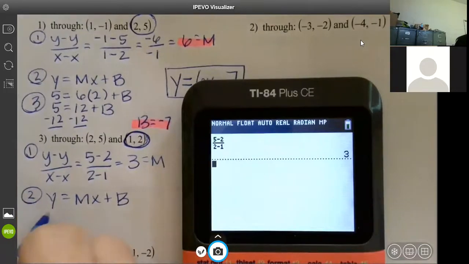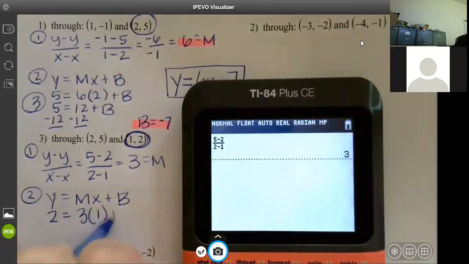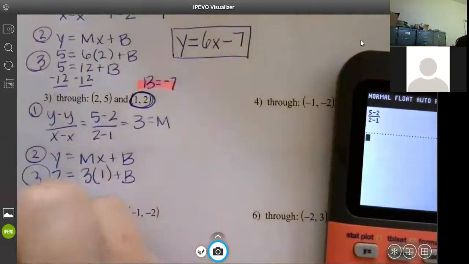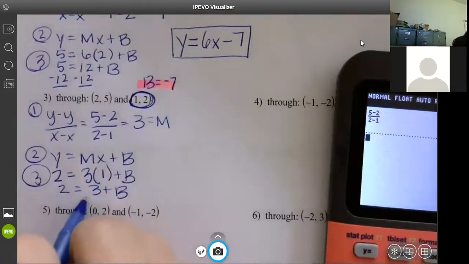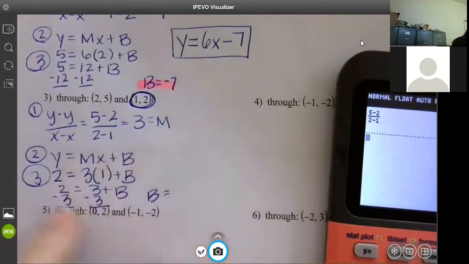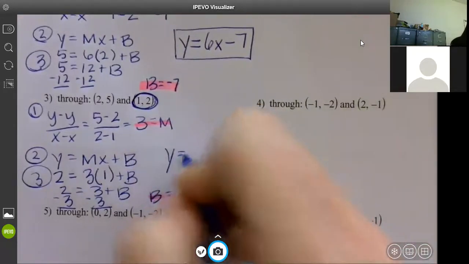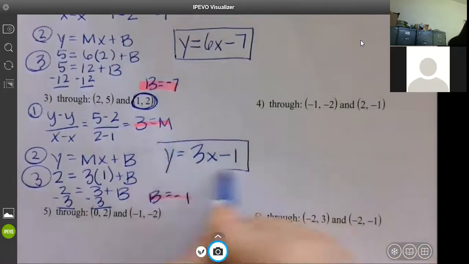What's your y coordinate? 2. What was our m? 3. What's our x coordinate? 1. And then we put plus b. Our third step is solve for b. I get 2 equals 3 plus b. How do I get rid of the 3? It's a positive, so I'm going to subtract it. And I get that b equals 2 minus 3 is -1. That's how I get my equation. My equation is y equals mx, so 3x, and then I got a -1. That's it.